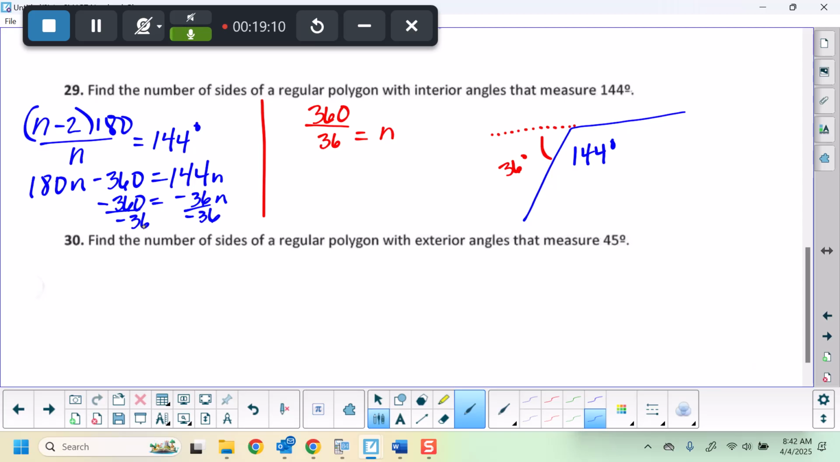Good? Yeah. You do the same thing for 30? Find the number of sides of the regular polygon. Yeah, if I have exterior angles that measure 45 degrees, once I know it's regular, 360 divided by those 45 is going to equal my number of sides, always. What if it's not regular? Then I can't do it. If it's not regular, I can figure out totals, but not individuals.